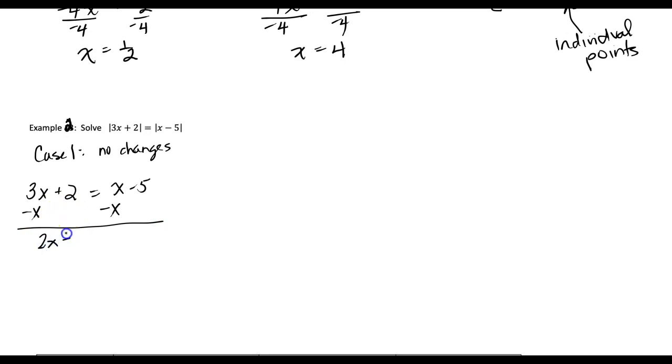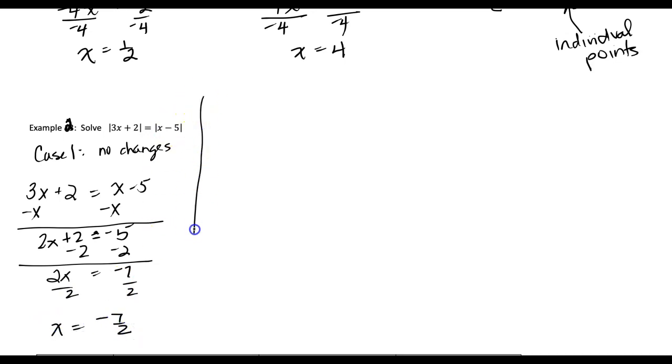So I get 2x equals negative 5, and I get 2x equals negative 7. Dividing by 2, we get x equals negative 7/2.